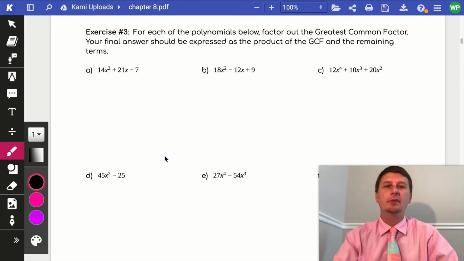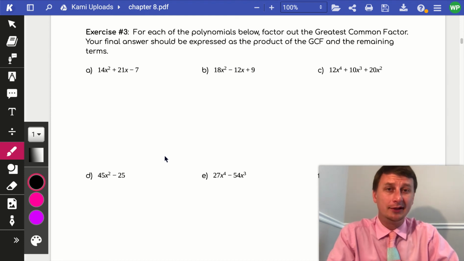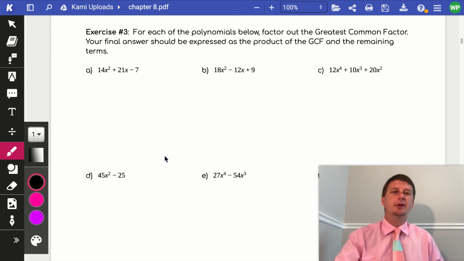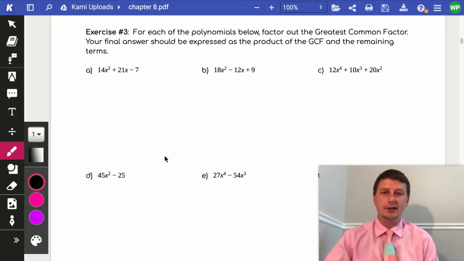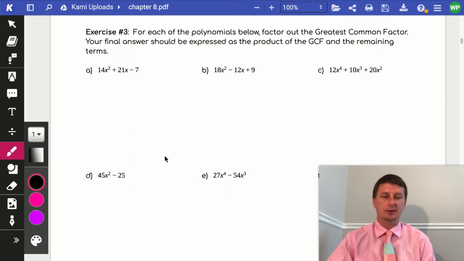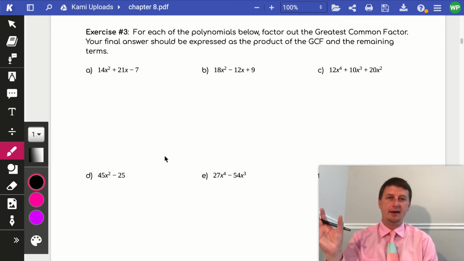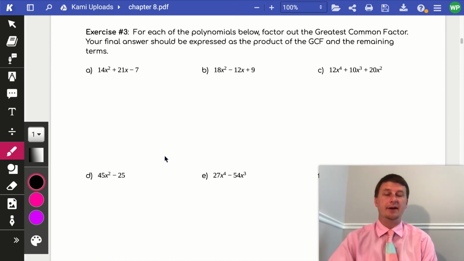In this video, we're going to be looking at exercise number 3 in our lesson on GCF factoring. It says, for each of the polynomials below, factor out the greatest common factor. Your final answer should be expressed as the product of the GCF and the remaining terms. So we're always going to write our GCF times whatever remains after we divide the GCF out of it.